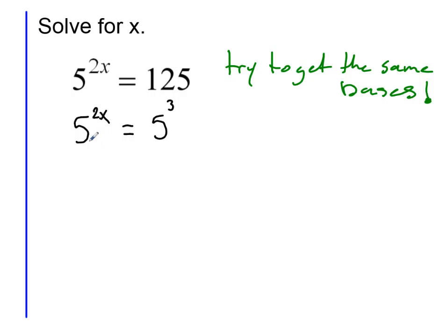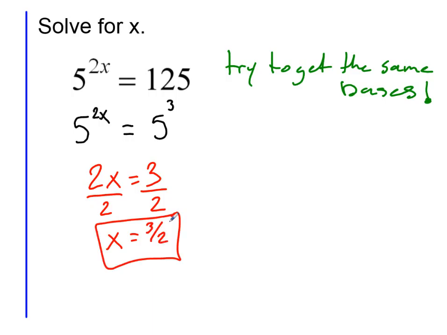Now that I have transformed my 125 into something with a base of 5, now I can just work on solving for the exponents, 2x and 3. Solve this little tiny problem by dividing by 2, and my x is equal to 3/2.